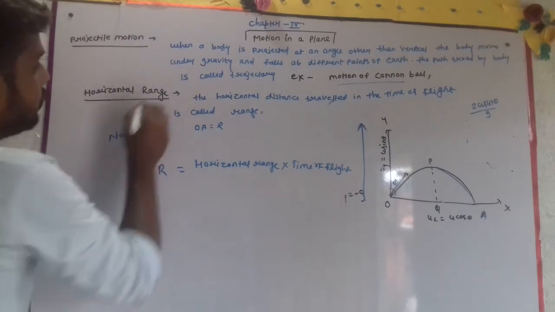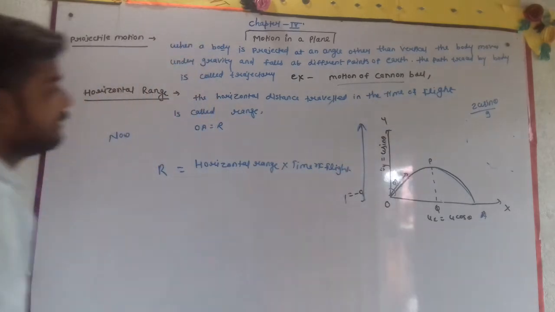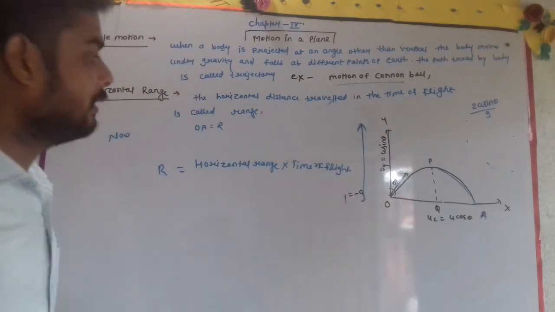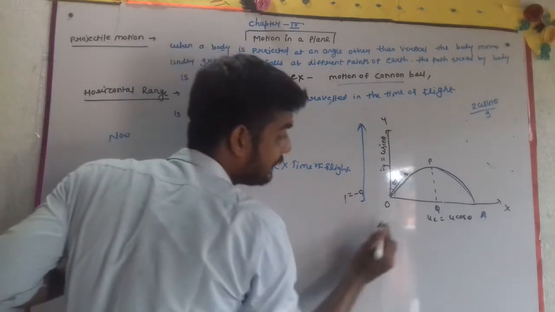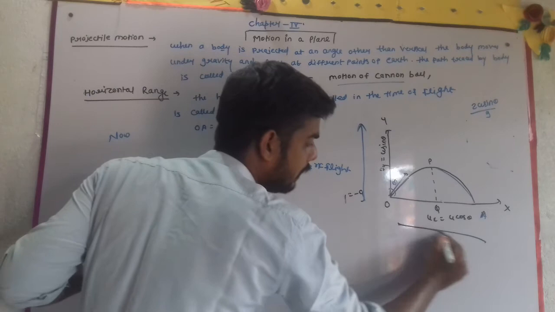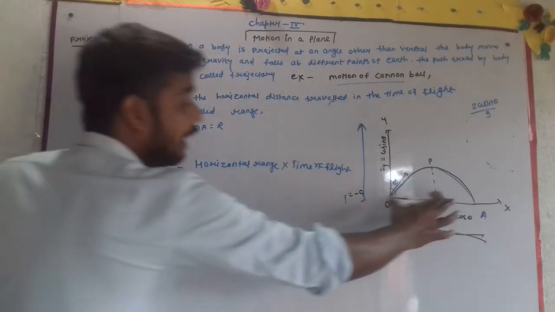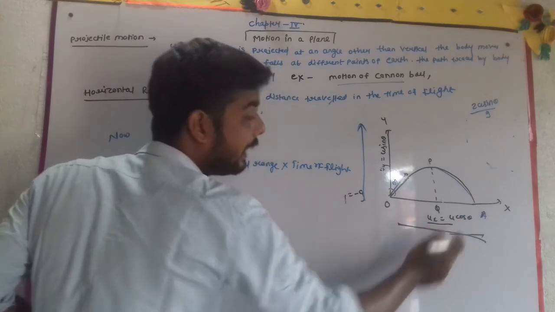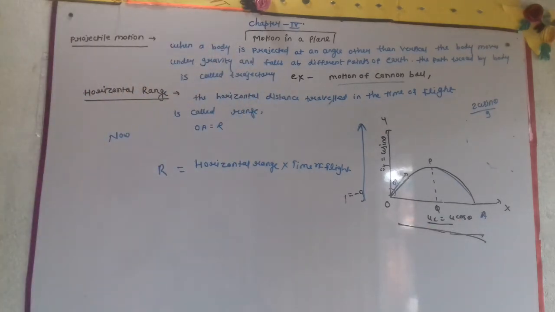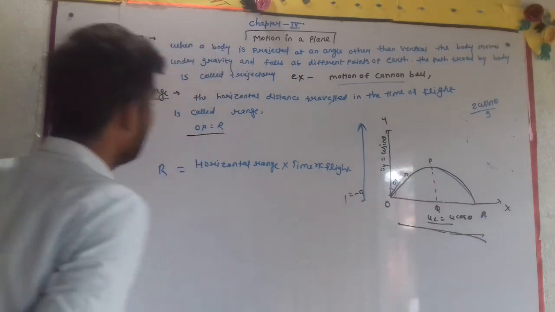Now we'll see the horizontal range. The horizontal distance traveled in the time of flight is called the horizontal range. So OA equal to R. This is the horizontal distance, with horizontal velocity u cos theta. In this, OA equal to R is our horizontal range.